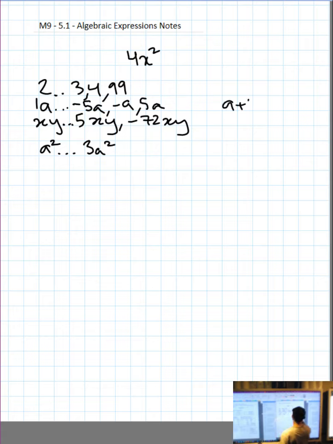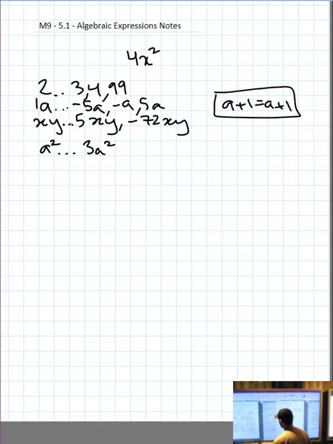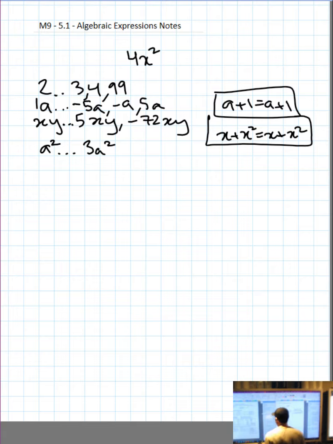Remember, a plus 1 equals a plus 1. Don't ever forget that. Don't randomly make up rules. A calculator plus a phone is a calculator plus a phone. x plus x squared equals x plus x squared. You can only add or subtract like terms. You cannot add or subtract unlike terms. Next section, we're going to get onto more of that.